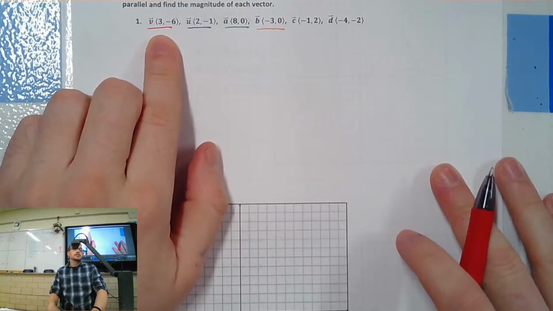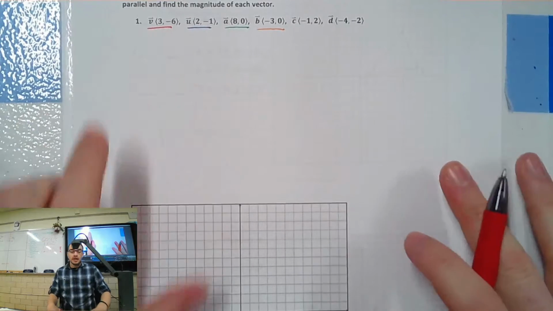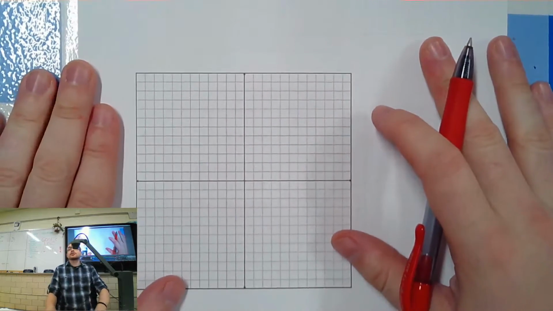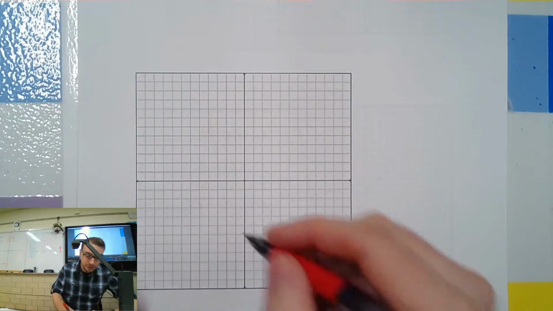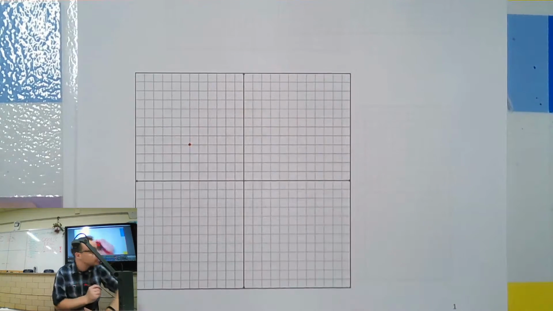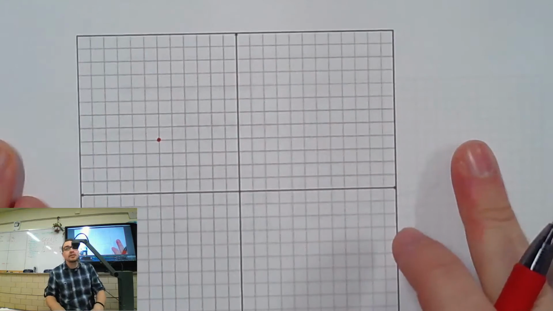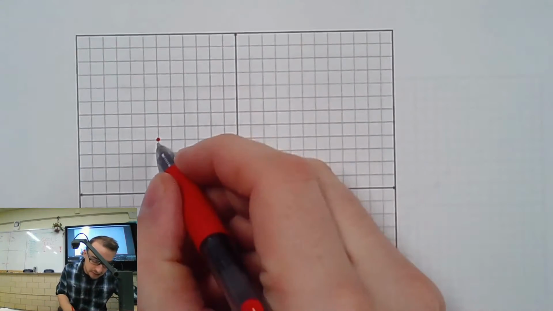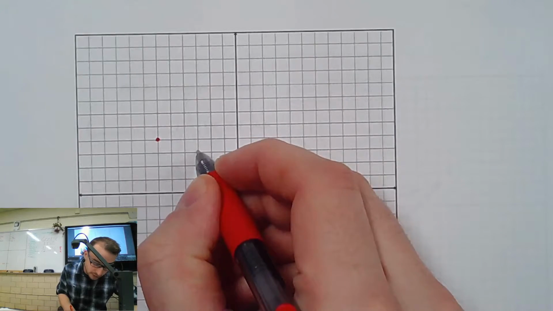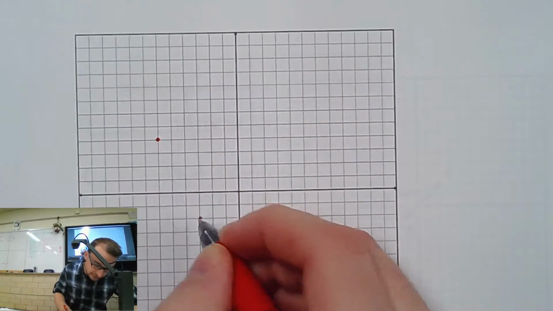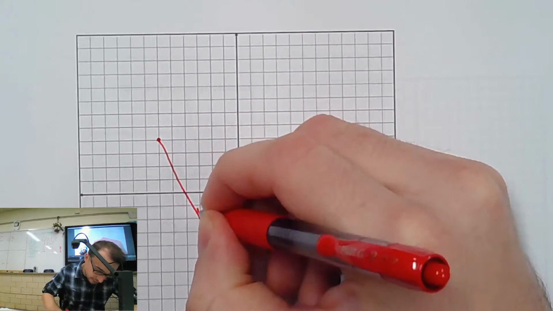That means 3 in the horizontal, -6 in the vertical. You can start it wherever you want. Remember, vectors are movement. They're not coordinates. So you can start it wherever. I'm going to start my vector V here. And then from that starting point, I'm going to go 3 to the right and 6 down, because those are the components of vector V. 3 to the right, 6 down. 1, 2, 3, 4, 5, 6. And there we go.